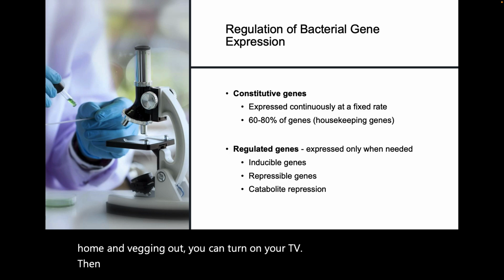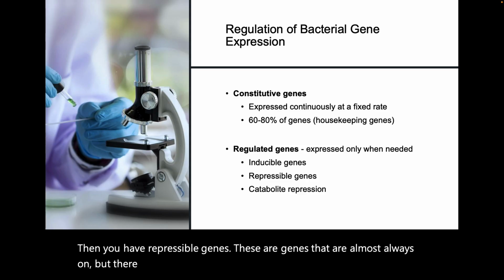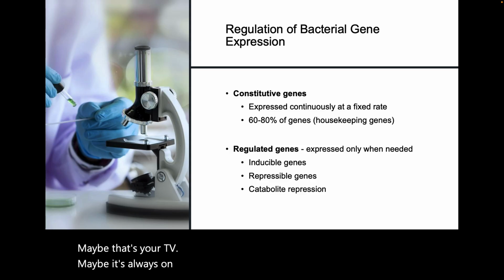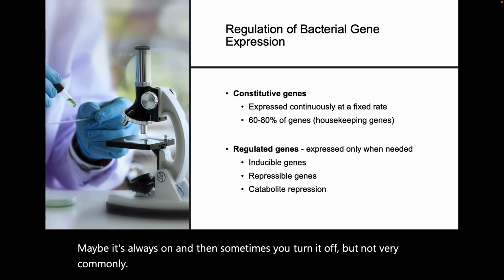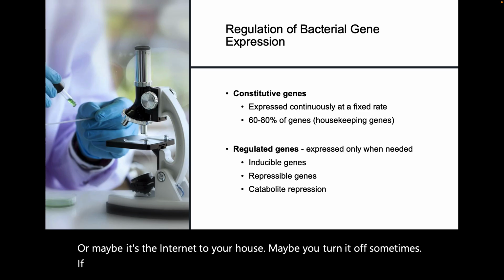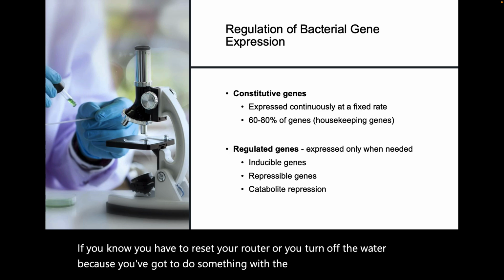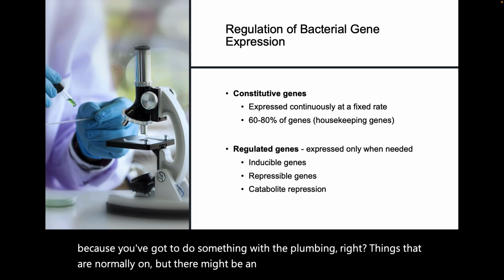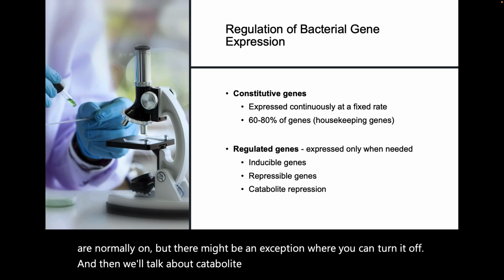Then you have repressible genes. These are genes that are almost always on, but there might be some exception where sometimes we turn it off. Maybe that's your TV. Maybe it's always on and then sometimes you turn it off, but not very commonly. Or maybe it's the internet to your house. Maybe you turn it off sometimes if you have to reset your router, or you turn off the water because you've got to do something with the plumbing, right? Things that are normally on, but there might be an exception where you can turn it off. And then we'll talk about catabolite repression in the context of that in just a little bit.